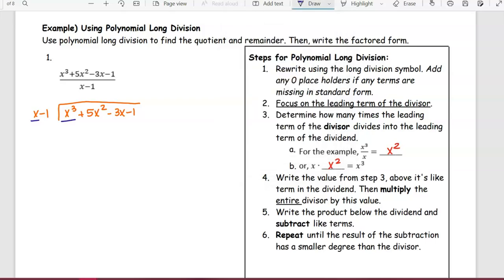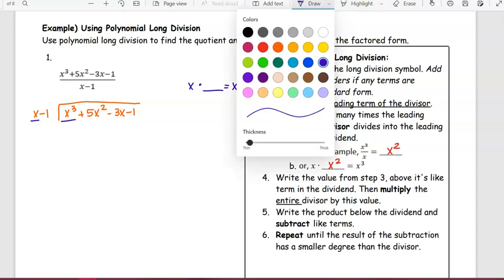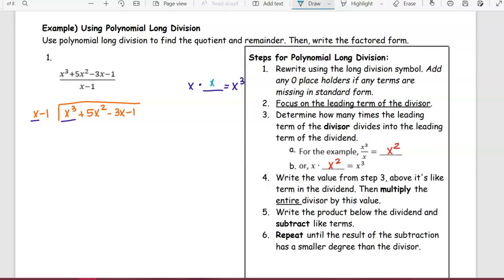Okay, and I'm just labeling these to help you out. Now let's practice, okay? Our first time ever doing a long division problem. There are a ton of steps, but I do want to point out we're doing the same exact thing as we do with numbers, okay? So follow along here. When we set this up, I have x cubed plus 5x squared minus 3x minus 1 divided by x minus 1.